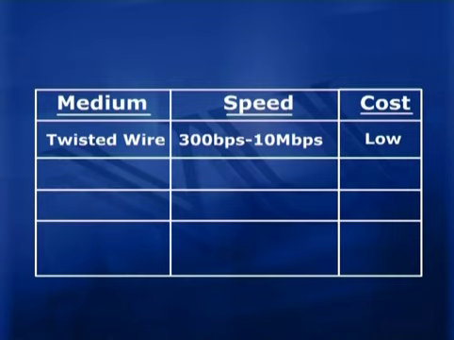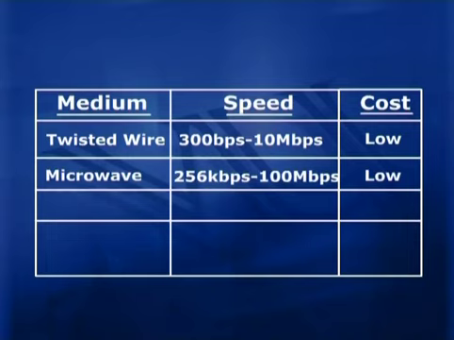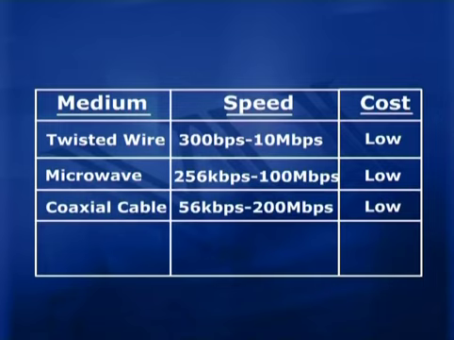The second type of transmission medium is the wireless medium or the microwave medium. This type of medium offers speeds in the range from 256 kilobits per second to 100 megabits per second. The price again comes under the low category. The third important transmission medium that we normally use is the coaxial cable, the same cable that we have in our homes used for the cable TV. The speed offered is 56 kilobits per second to 200 megabits per second. Price is again low.